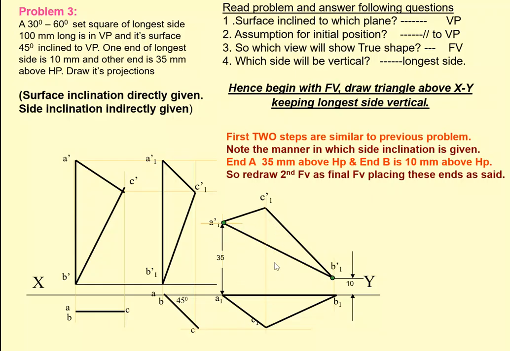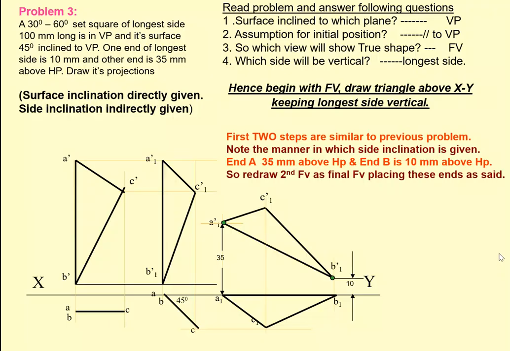Afterwards, transfer the projection lines to the initial position, that is from XY you transfer to A and B, it will be the same, and C1 will be here, so you extend it. Like this you'll be able to get the final position of the 30 degree 60 degree set square.